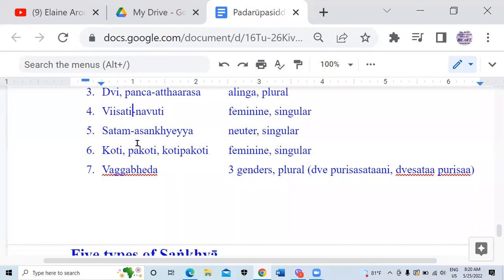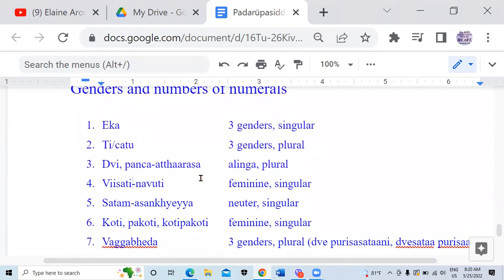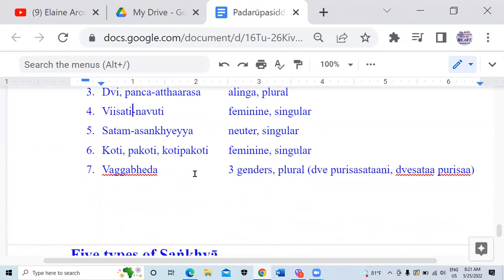It's better to know genders easily, those that are hard to tell, to be mentioned with Kisanten. For example, if we say Satan, we can know it is a neuter gender. If we say like Visa or Visati, it's a feminine gender, something like this. So the word Nawuti, 990, the stem should be Nawuta? No. It should be Nawuti, right? That is the stem, Nauti.